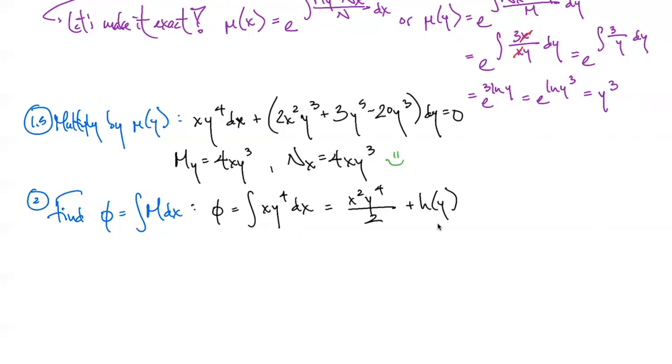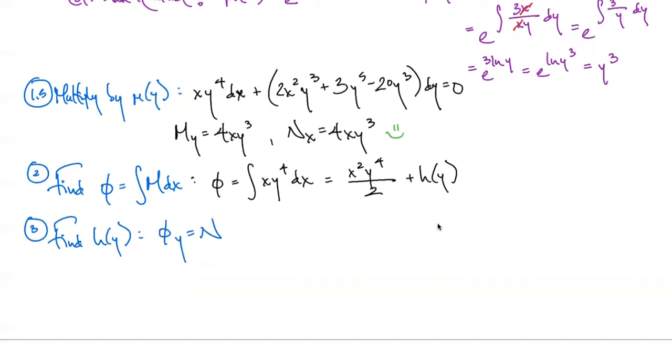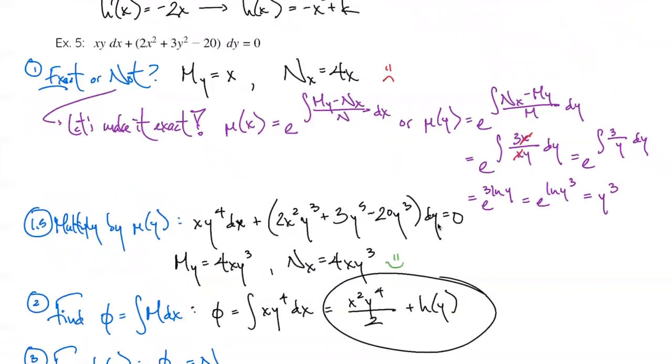All right. Now we're going to go ahead and find that h of y. In order to find our h of y, we're going to say phi sub y equals N. All right. So we're going to take what we found here, take a partial derivative with respect to y, and then set it equal to our N that we had here.